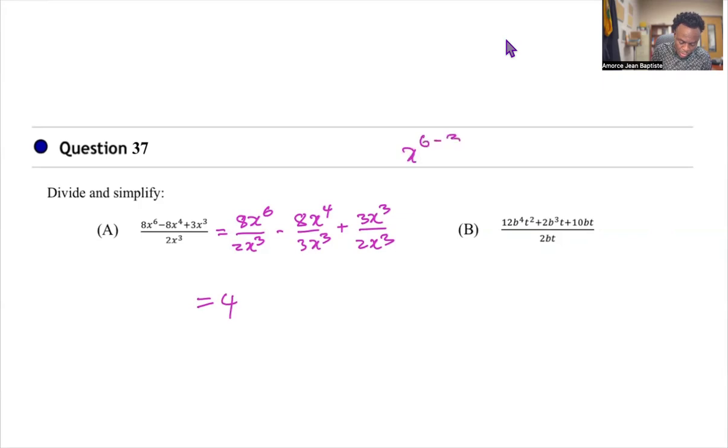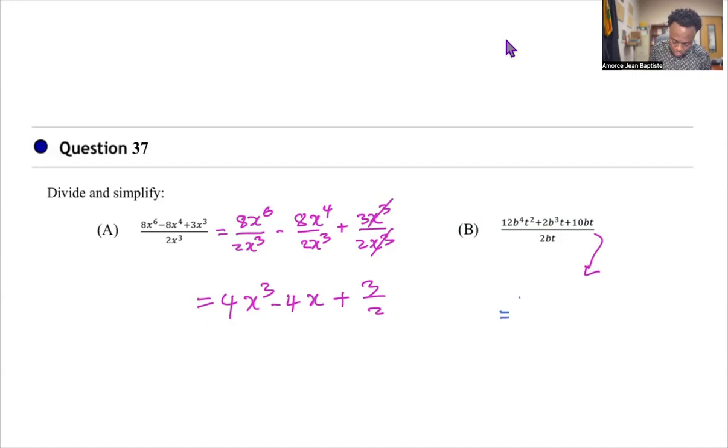x^6 minus 3, that's x^3. And we do the same thing for each term here. That's a 2 right here. That's a 2. So that's minus 4x, and then plus x^3 cancels out, 3 over 2. For this one, we will do the same thing as well.